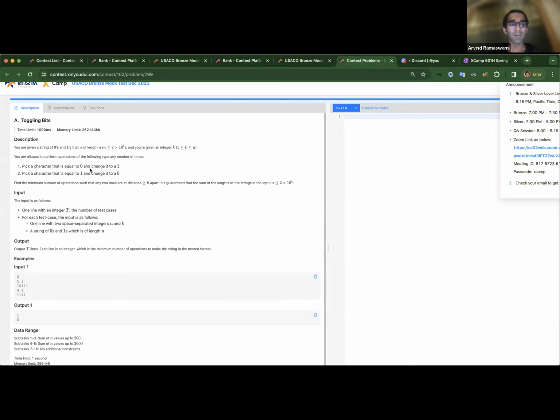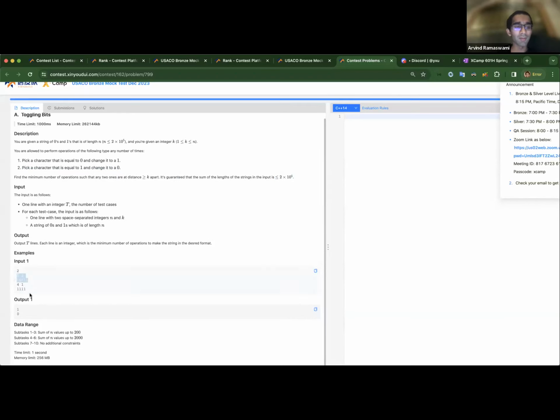The first type is you pick a character that's equal to 0 and change it to 1. And the second operation is you pick a character that's equal to 1 and change it to 0. And you want to find the minimum number of operations so that any two ones have distance at least k apart. And it's guaranteed that the sum of the lengths of the strings in the input is bounded by something like 2 times 10 to the 5. So since it's 2 times 10 to the 5, for full credit, you'll need a linear time solution.